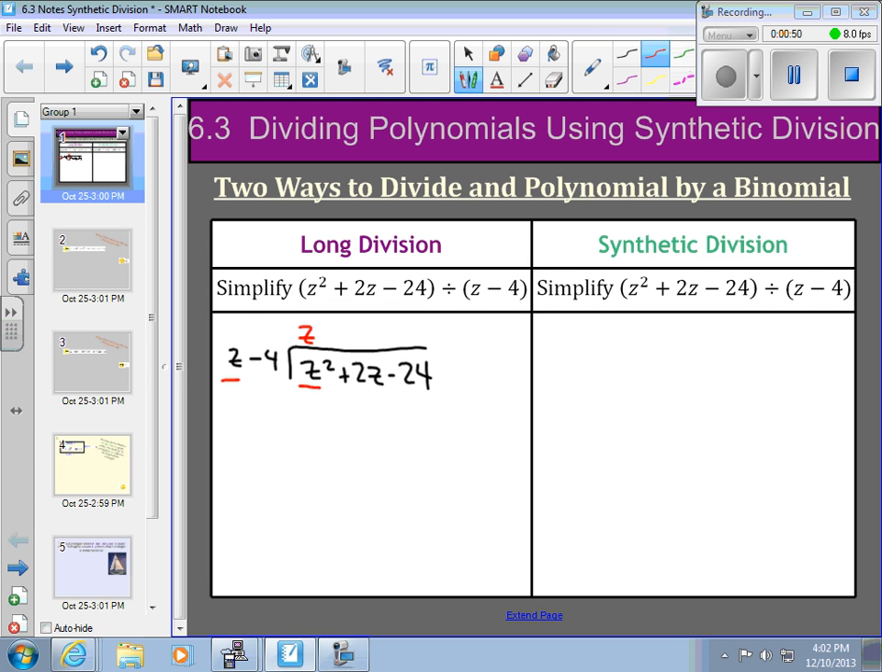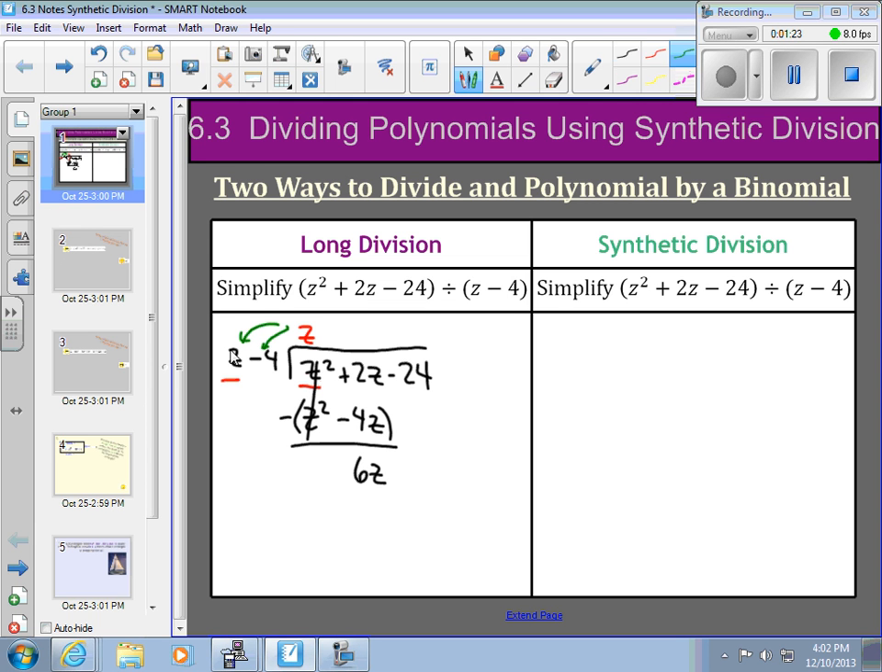If you take z squared divided by z, you'd get 1z left over. Now you distribute that back through to both of these terms here. And you end up with z times z is z squared. Z times negative 4 would be minus 4z. Now what we do is subtract that. These should always cancel out because z squared minus z squared is going to be 0. And then you subtract the next two terms. 2z minus a negative 4z would turn into 6z because you're really adding if you're subtracting a negative.